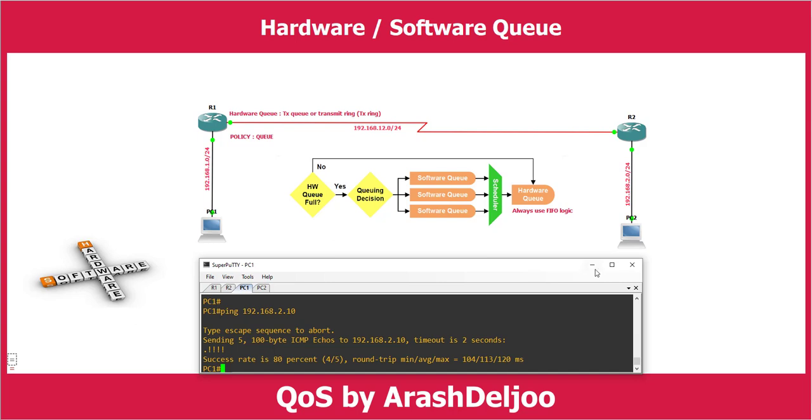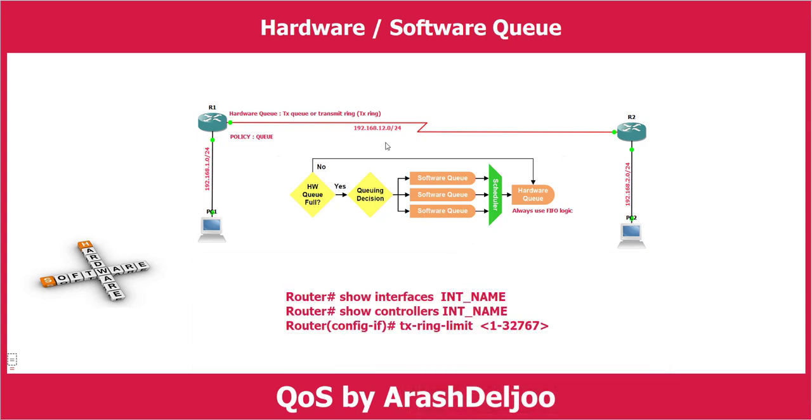with the IP address of 192.168.2.10. First, let me explain the need for the hardware queue. After that, we can talk about the software queue. About the hardware queue, it is actually a hardware, or physical queue. Other names of the hardware queue are TX queue, meaning transmit queue, or transmit ring, and also TX ring.